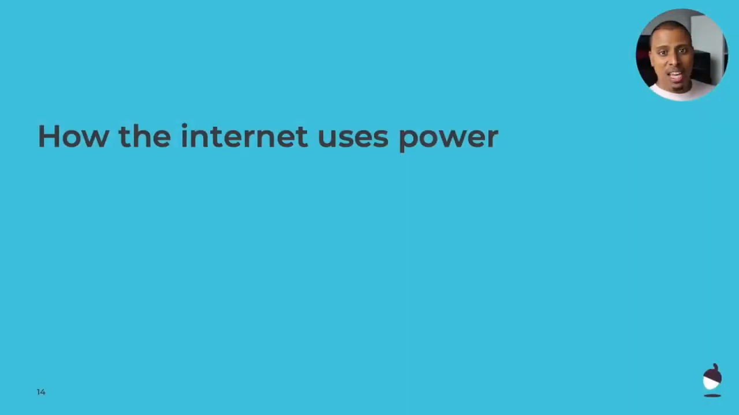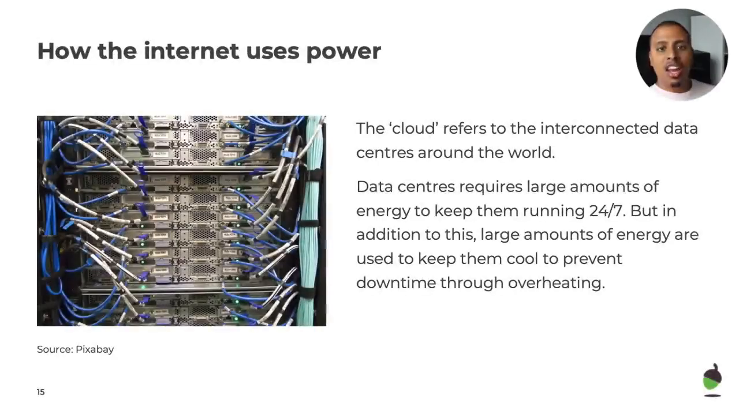In this next part of the lesson, you will learn about how the internet uses power. The cloud refers to the interconnected data centers around the world. Data centers require large amounts of energy to keep them running 24/7. But in addition to this, large amounts of energy are used to keep them cool to prevent downtime through overheating.